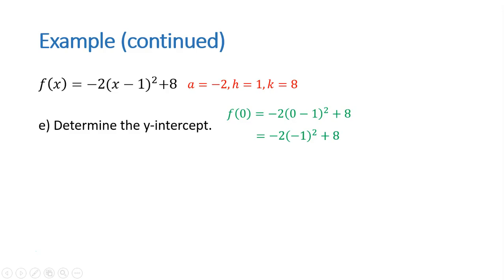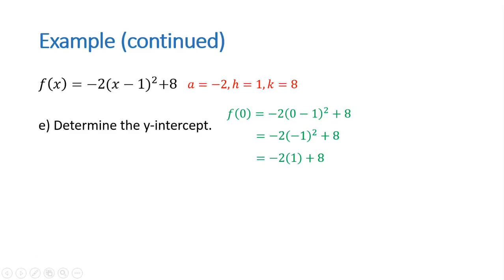Now an easy mistake to make is you distribute that negative 2, multiply the negative 2 by the negative 1 before you apply the exponent. You can't do that. That's going to change your answer. So make sure you're following order of operations. So we square that negative 1 and we get a positive 1.